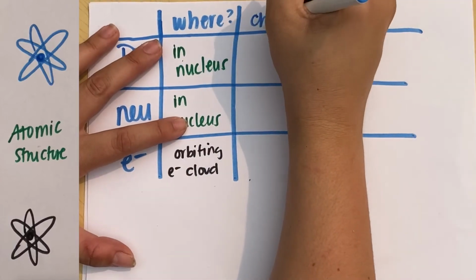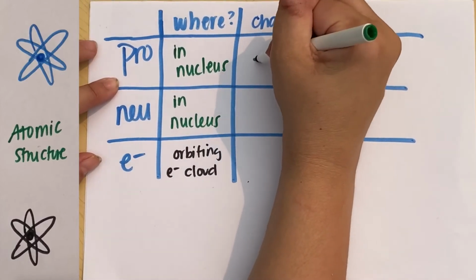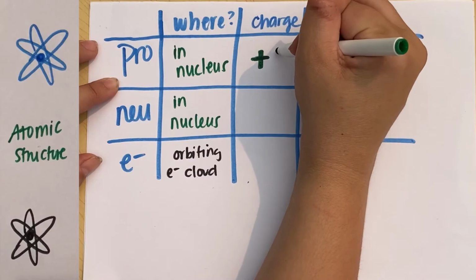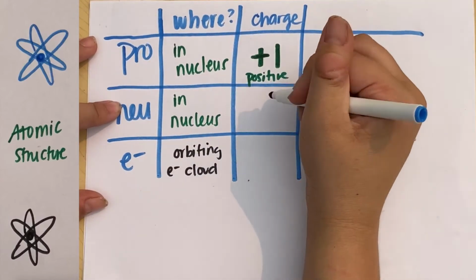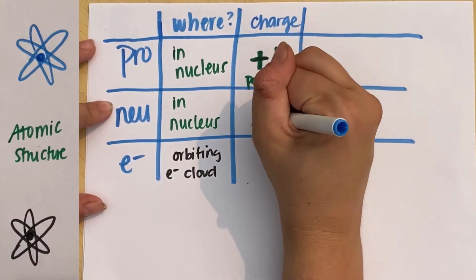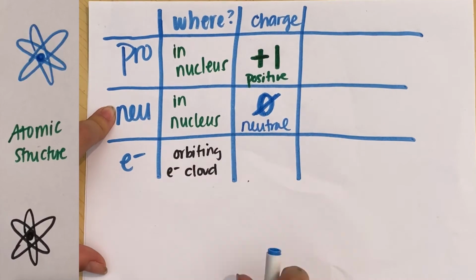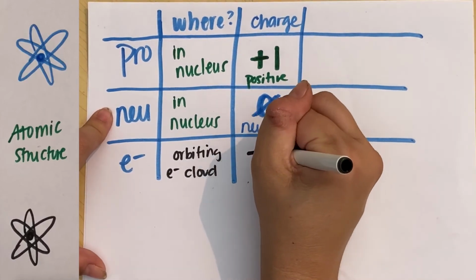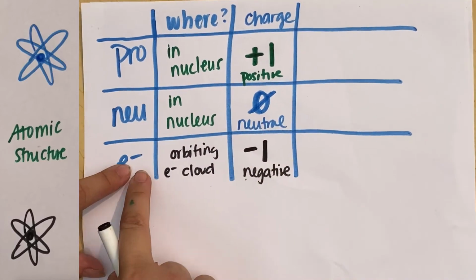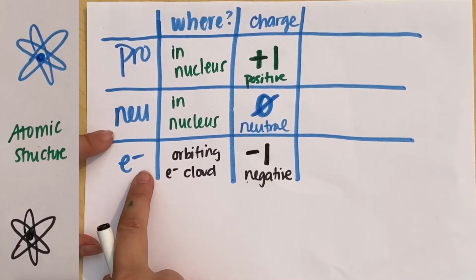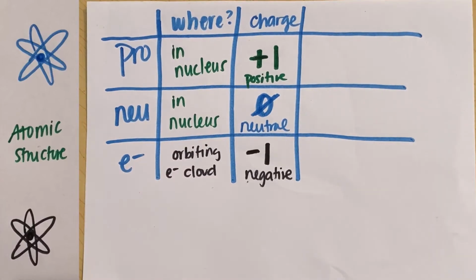Then we have charge. Your protons are going to be a +1 charge. These are positive. Your neutrons have a 0 charge. They are neutral, right? Neutrons are neutral, they have no charge. And your electrons have a -1 charge. That's why we show their little abbreviation as e with a negative charge. So there we go, there's their charge.